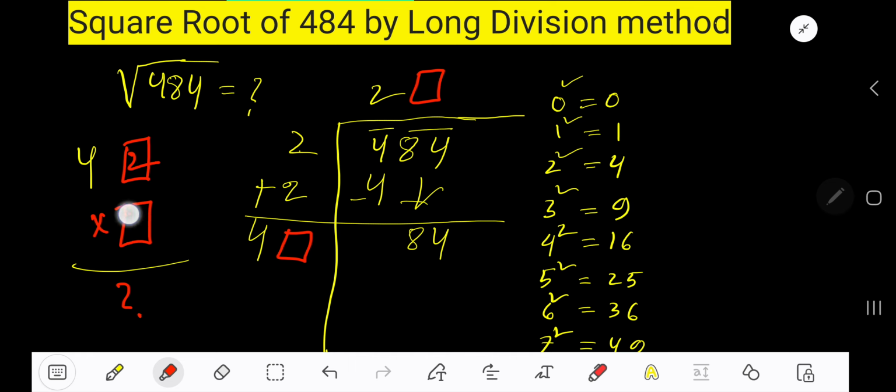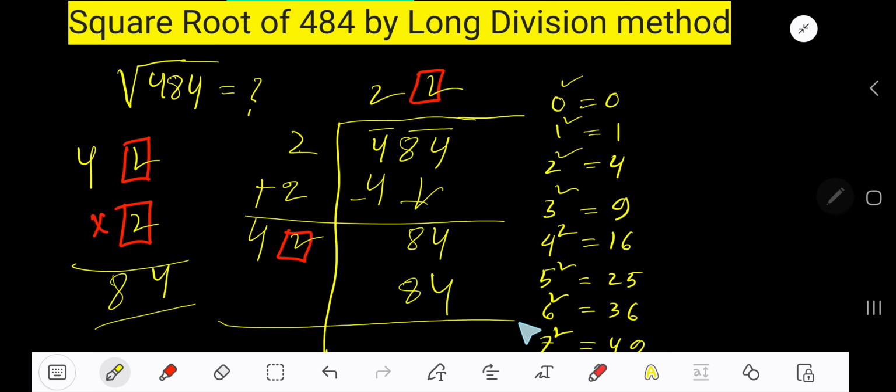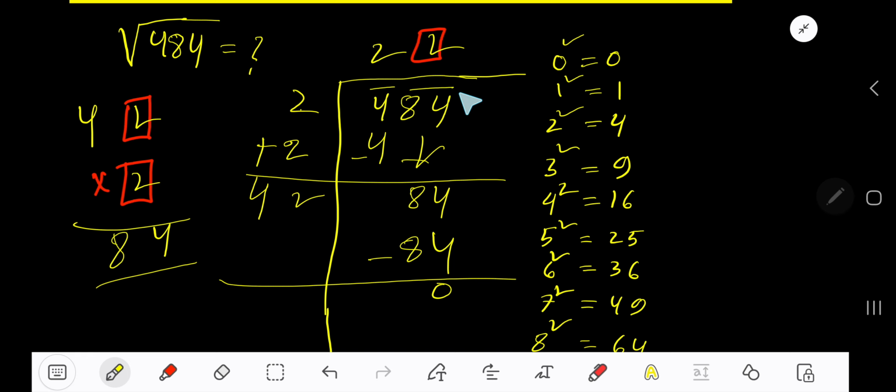If you take 2 here, then what will happen? Look, 2 times 2 is 4, 2 times 4 is 8, 84. That is, if you take 2 here, then this 2 must come to the quotient also. 2 times 42 gives you 84. Now subtract, you are getting 0. As our remainder is 0, we are done.